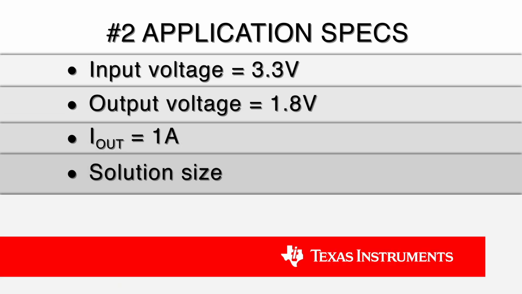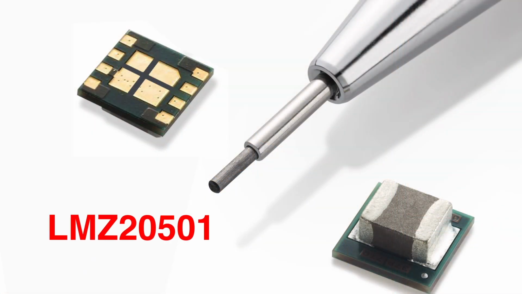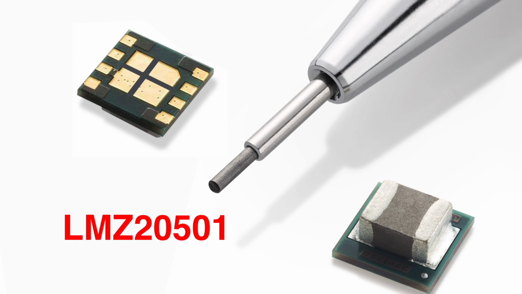In our second sample application, we have a system that's powered by a Vin of 3.3 volts, delivering an output of 1.8 volts at 1 amp, and the key consideration for this design is the need for a small solution size. In our comparison, the LDO will be TI's TPS7A37, a linear LDO regulator that uses an NMOS pass element in a voltage follower configuration. And we'll compare that to TI's simple switcher LMZ20501 nano module, a synchronous step-down DC-DC solution with an integrated inductor capable of driving up to 1 amp of load.